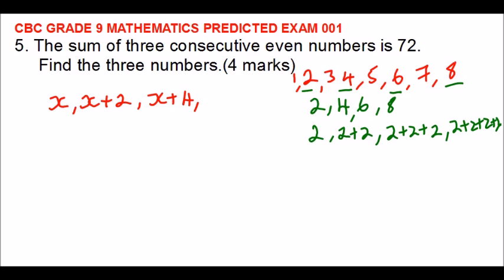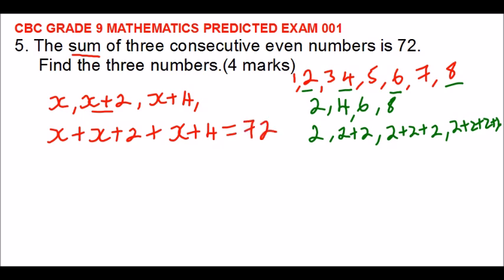So this is what we are told, that the sum means when you add these numbers: x, plus the second number x plus 2, the third number x plus 4. Let's write it properly. x plus 4. It should add up to 72.